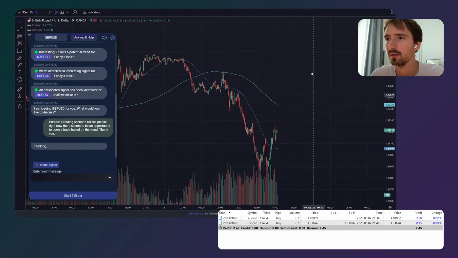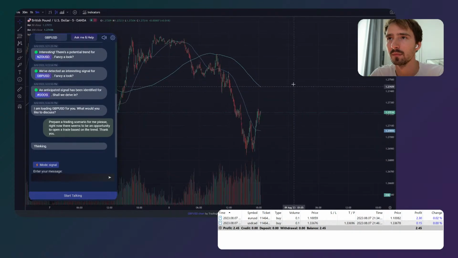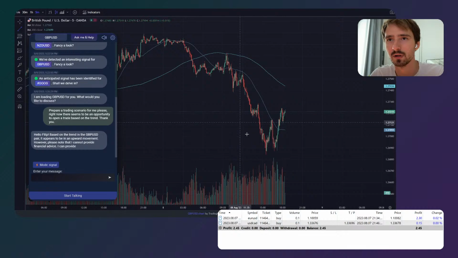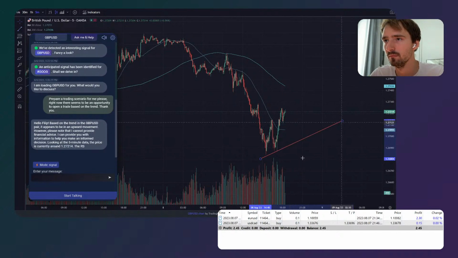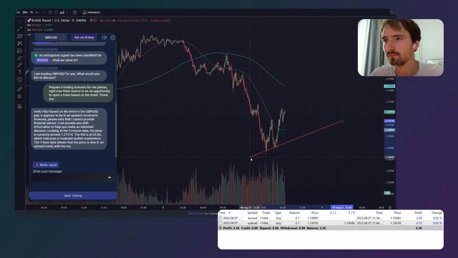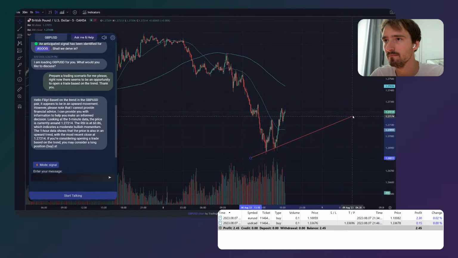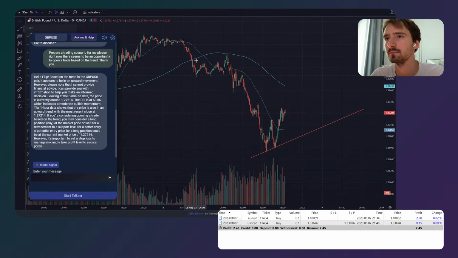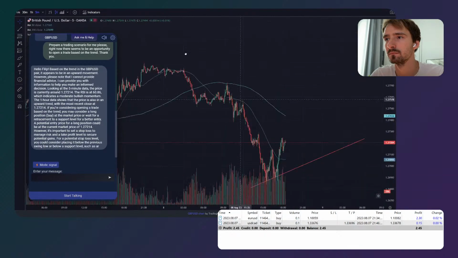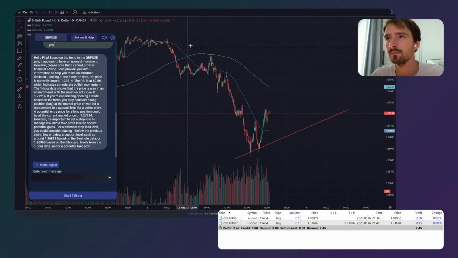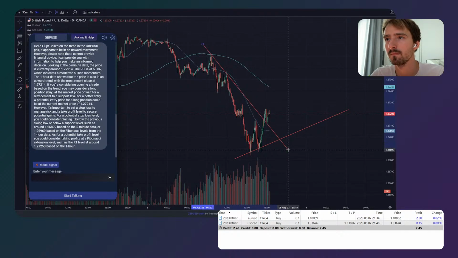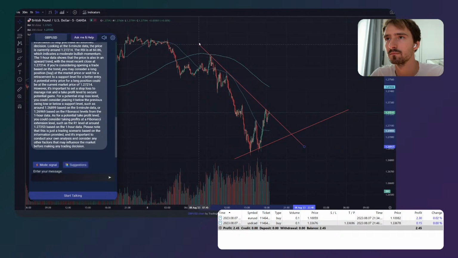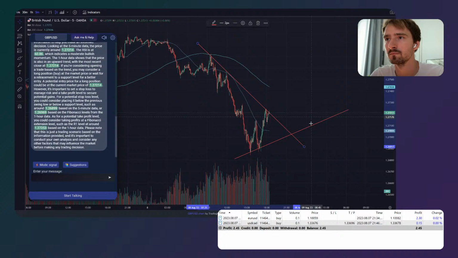Meanwhile, the AI generates the answers for us. Based on the trend in the GBP USD pair, it appears to be in an upward movement. However, please note that I cannot provide financial advice. I can provide you with information to help you make an informed decision. Looking at the 5-minute data, the price is currently around 1.27214. The RSI is at 60.86, which indicates a moderate bullish momentum. The 1-hour data shows that the price is also in an upward trend, with the most recent close at 1.27214.